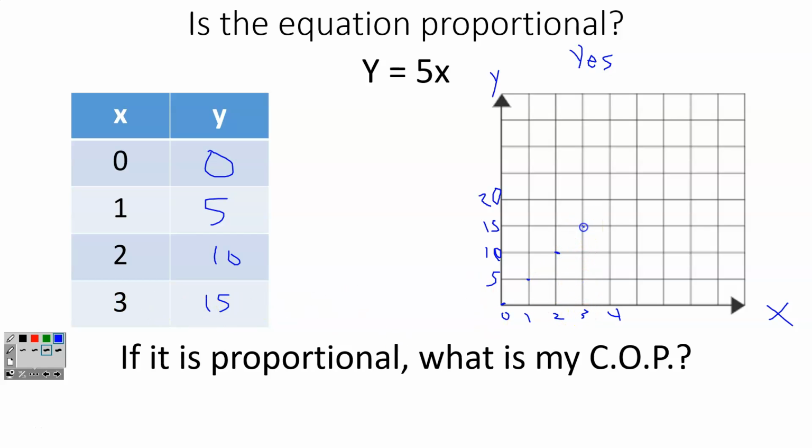So if it's proportional, what's my COP? Well, what does it increase by each line? Well, let's see. I've got 5, 10, 15. So it looks like it increases by 5. So my COP is going to be 5.